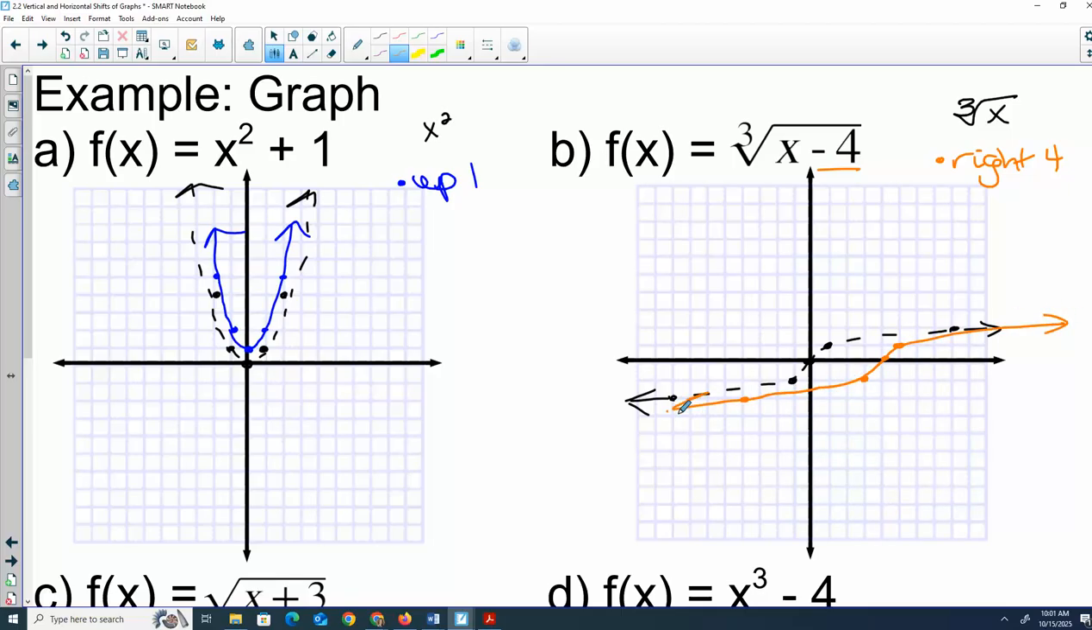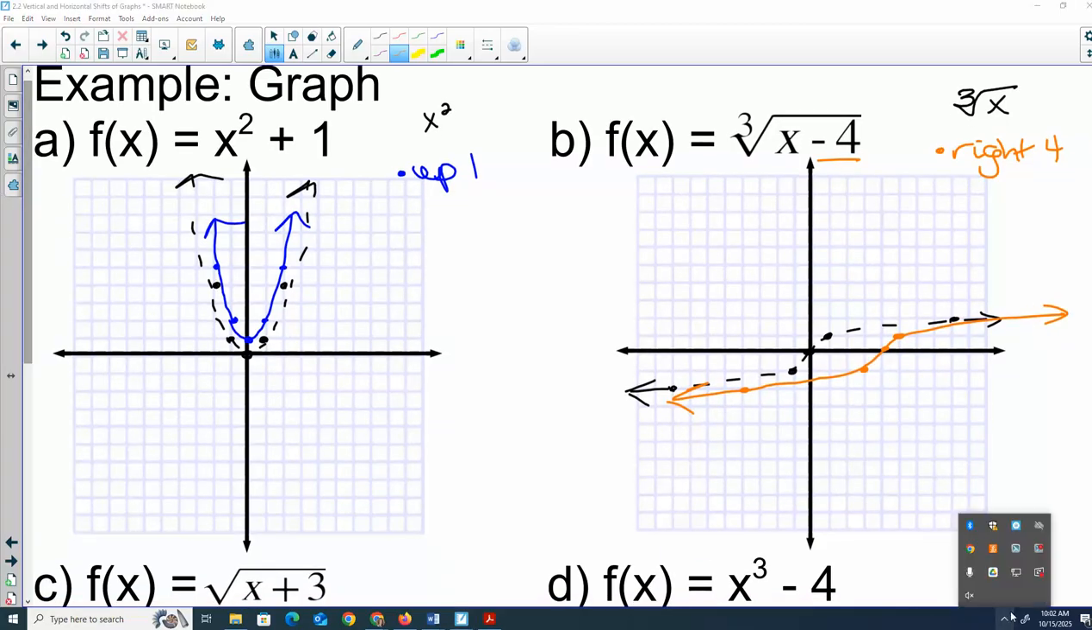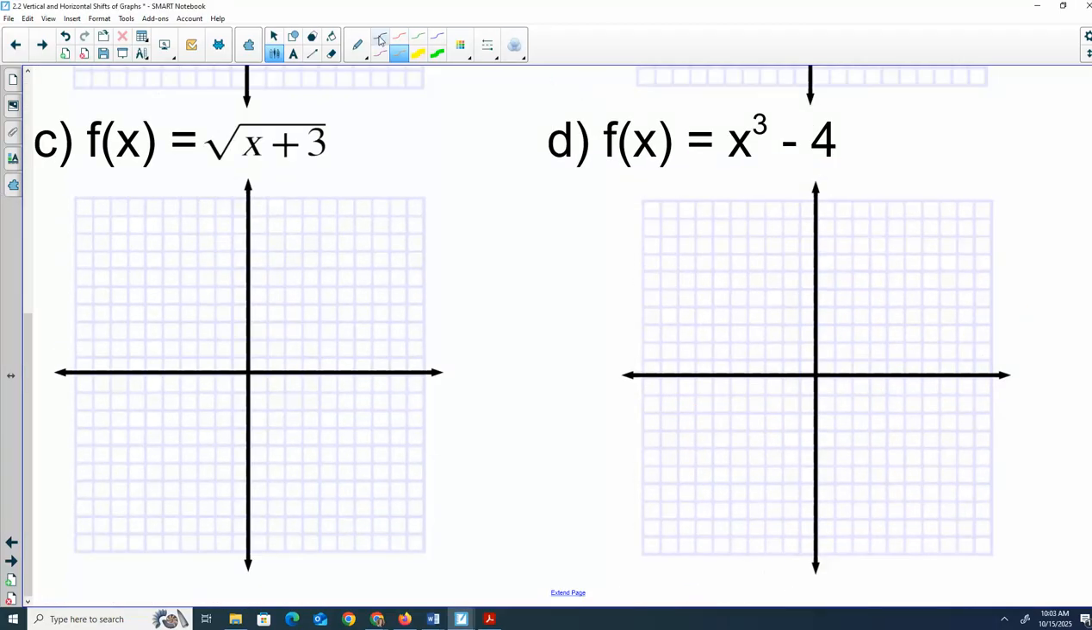I want you guys to do C and D. Parent function and transformation, minimum of 3 exact points on each. So first one, our parent function is the square root of x. So 0, 0, 1, 1, 4, 2, if you wanted, 9, 3. Remember, square root can't extend in the negative.